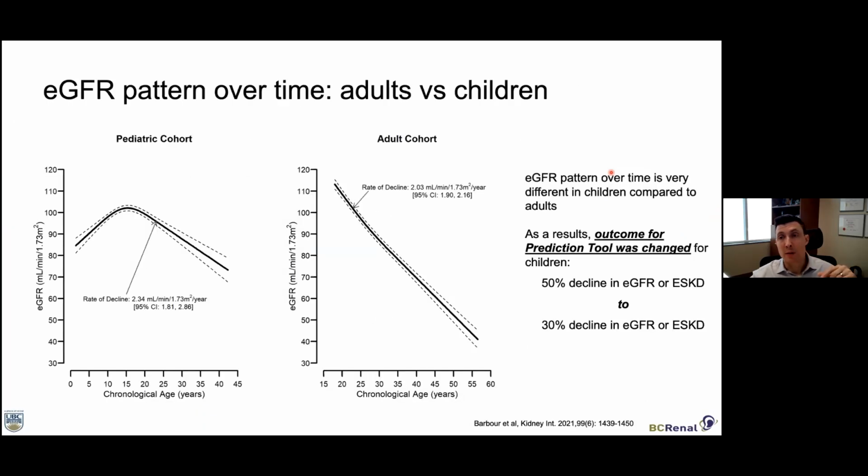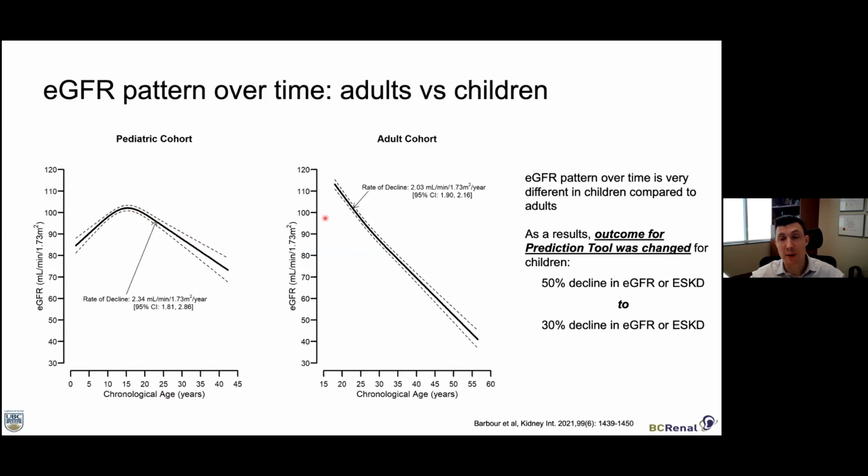So the first thing we noticed is that children have a very unique disease trajectory that is different than what we see in adults. What we have here in this graph is chronological age along the horizontal axis and kidney function along the vertical axis. And what we can see is that kidney function actually tends to increase in most patients with IgA nephropathy when they're children until they're young adolescents, at which point it may decrease over time.